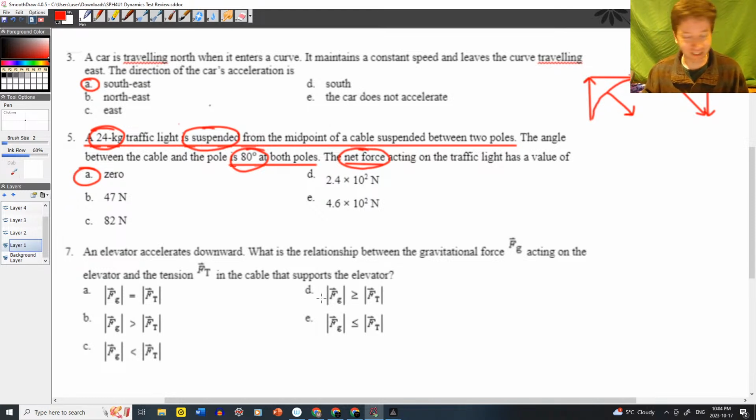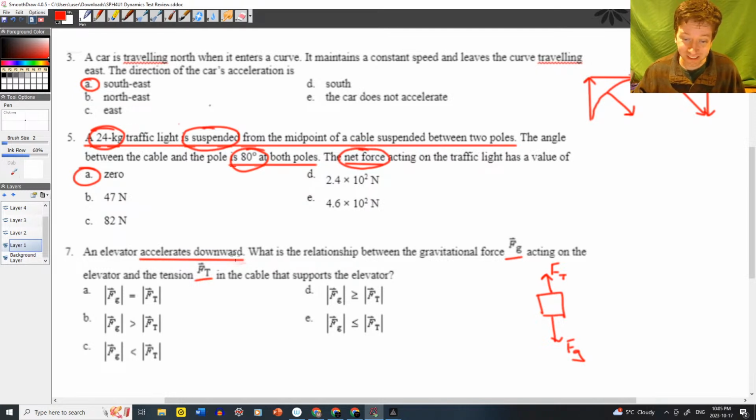All right, moving on. So an elevator accelerates downwards. What's the relationship between the gravitational force and tension? Okay, so let's just draw this here. Here we have our elevator. It's going to have a cable, some force of tension. It's going to have gravity downwards. Now, those will be the same if the elevator is either at rest or moving with a constant velocity, but in this case, it is accelerating, and it's accelerating downward.